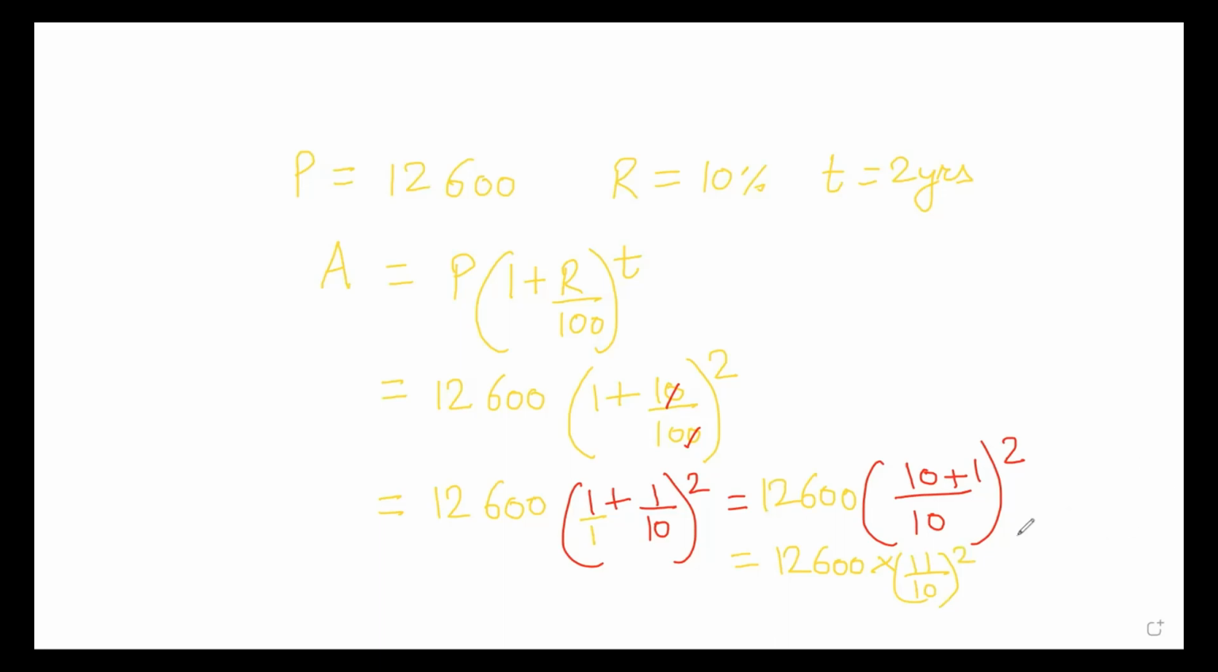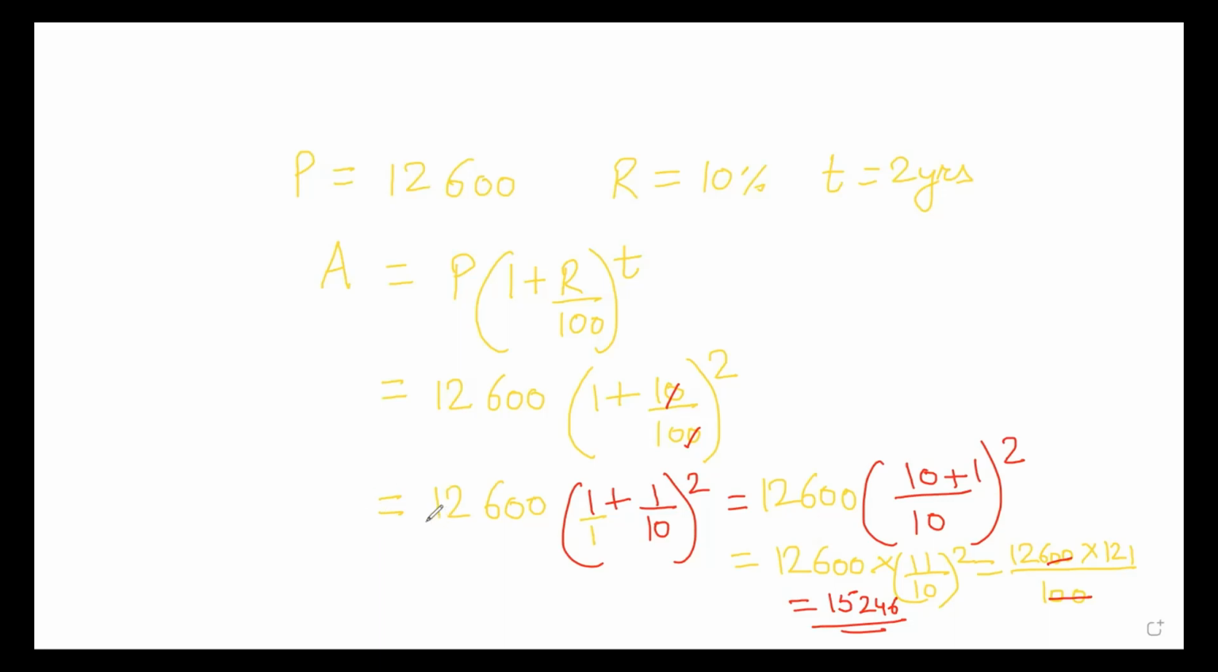Now what you have to do here, you will just calculate 11 by 10 ka square. That means 11 you will multiply 2 times as well as 10 you will multiply 2 times. So when you multiply 11 2 times, it would give you 121. So I'll just write that one, 12600 multiplied by 121 upon 100, because 10 multiplied by 10 is 100. So when you will just solve this part, zeros will cancel out. And if you do its multiplication like 126 multiplied by 121, it would give you the answer as 15,246. So this is the amount.